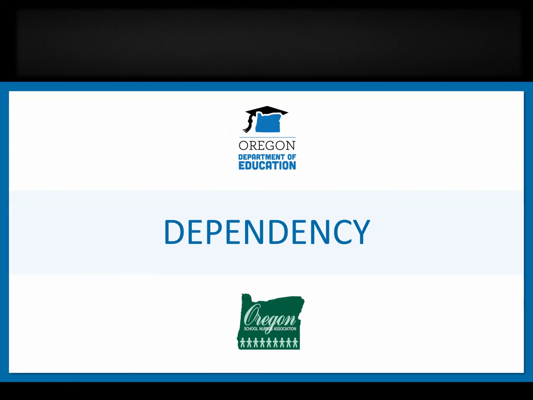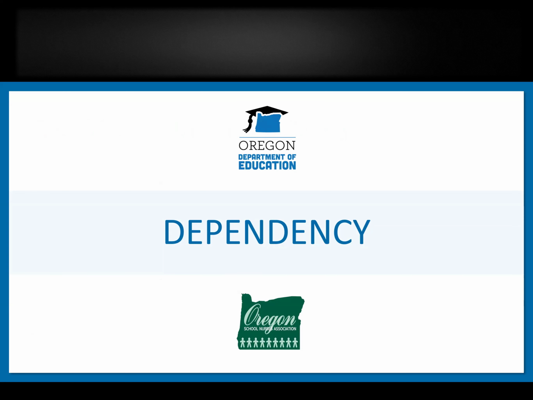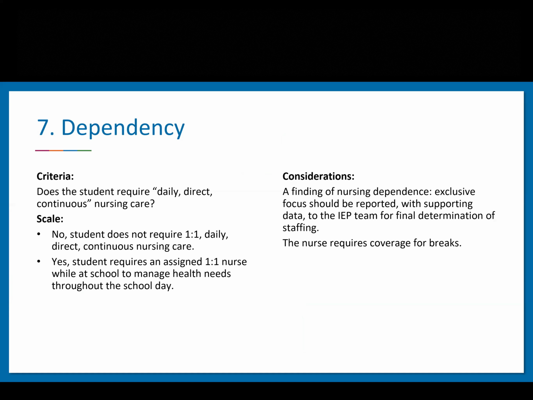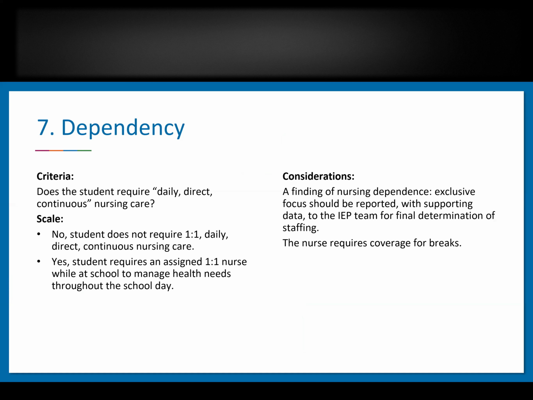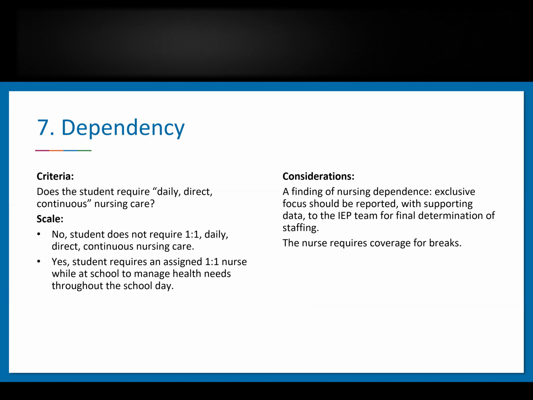The next criteria we're going to consider is dependency. The criteria is necessary to ensure that acuity ratings align with statutory definitions. The level of dependence criteria is described as, does the student require daily, direct, continuous nursing care? In other words, does the student being assessed meet the statutory definition for nursing dependent?